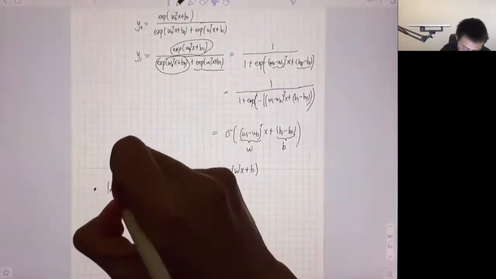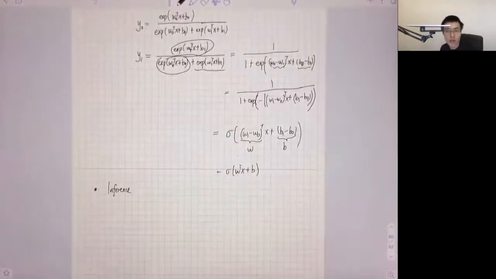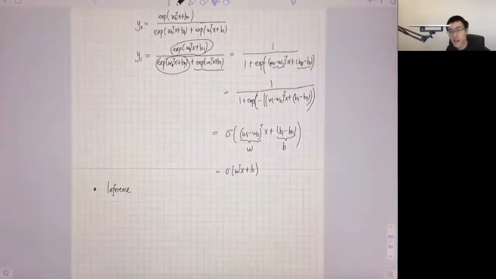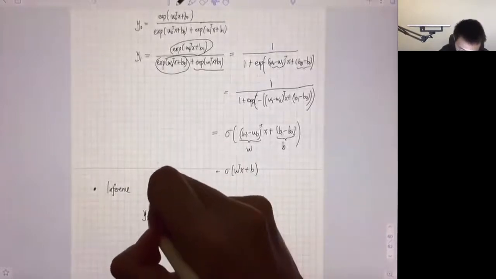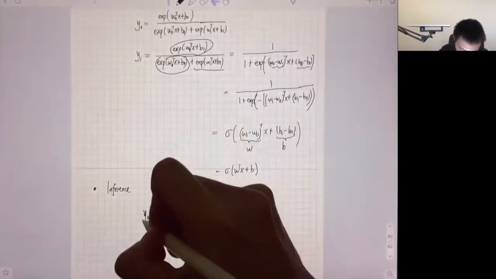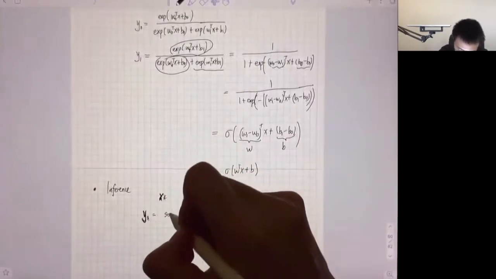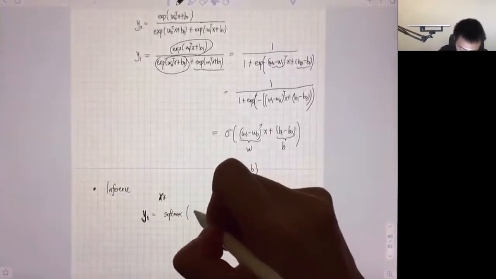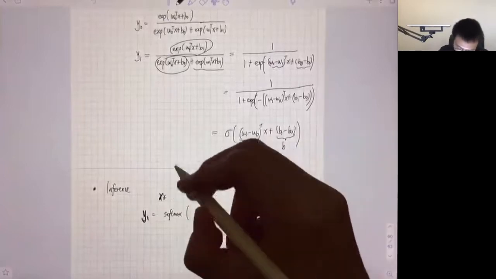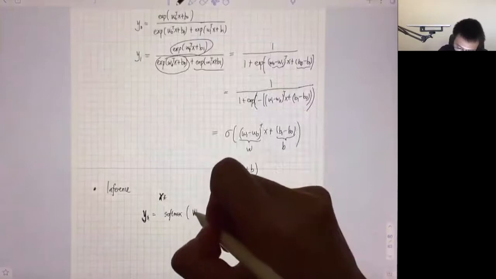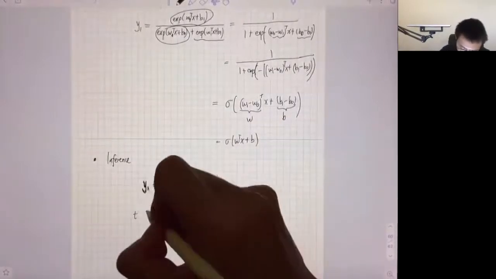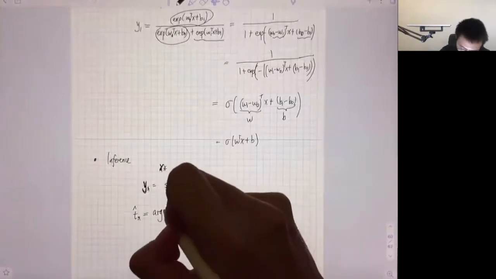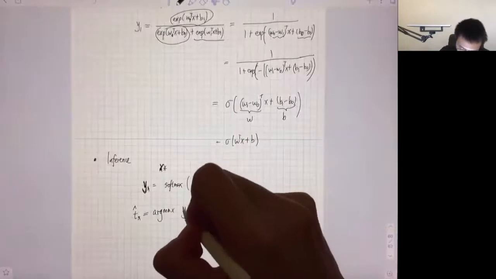Inference. Inference just means your model is well trained. Now given a new sample, how can I make a prediction? I would suggest you just pick the category that is predicted most probable. So given X star, you compute Y star, where Y is now a vector, and X can also be a vector, as the softmax of the matrix W times X plus vector B. Then my prediction T, the predicted target, is the argmax over Y star.